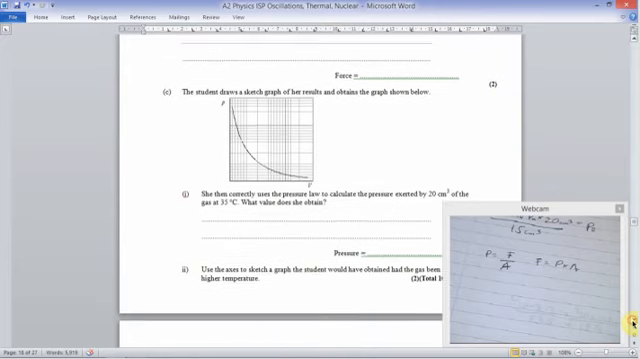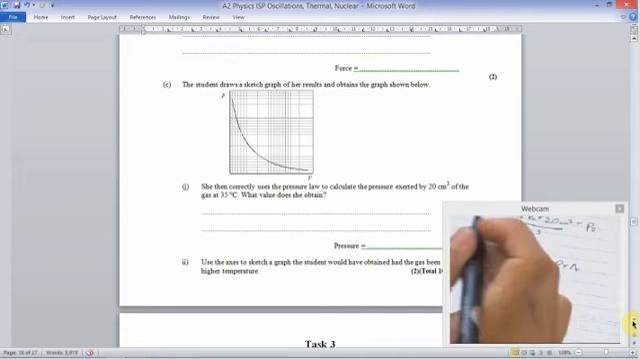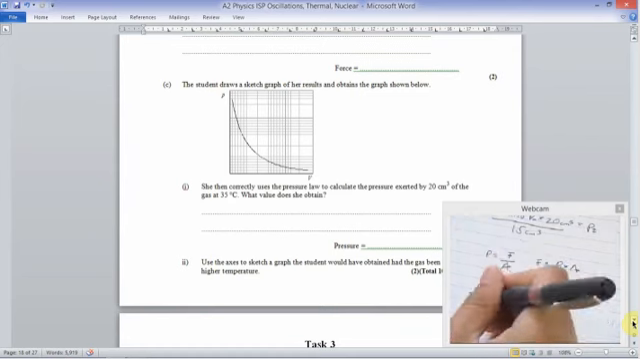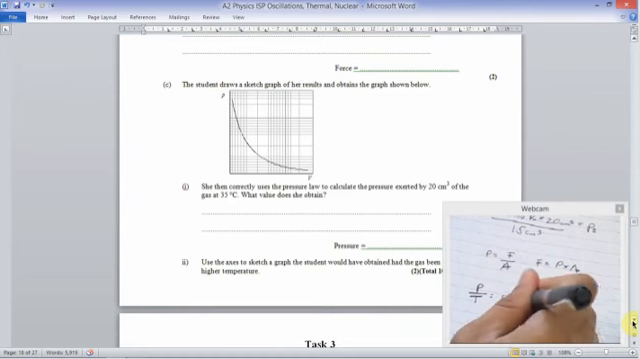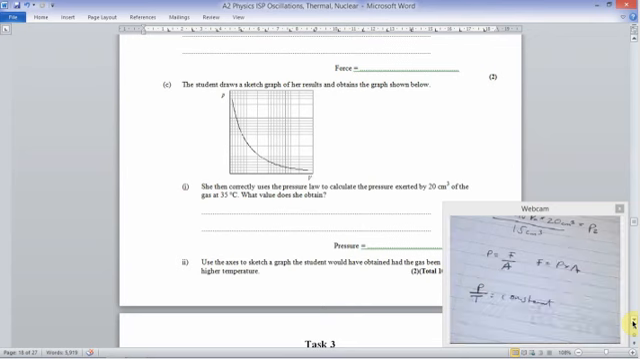She correctly uses the pressure law to calculate the pressure exerted by 20 centimeters cubed of gas at 30 degrees Celsius. What value does she obtain? Well, the pressure law essentially is telling us that we've got values of pressure and temperature, so it must be pressure over temperature. That's the relationship we're using, and we know that's equal to a constant. So that's the pressure law. Remember, you need to convert the temperature to Kelvin.